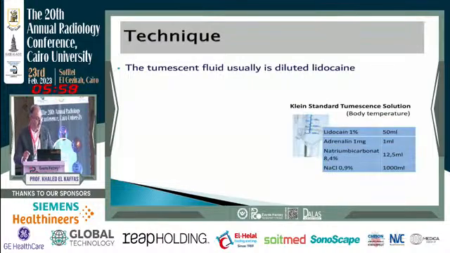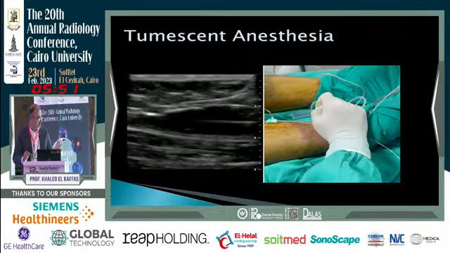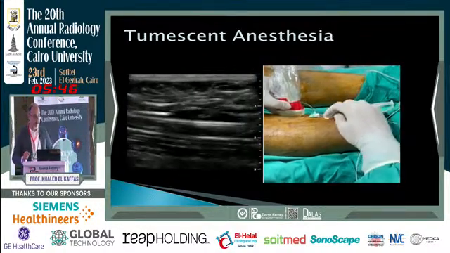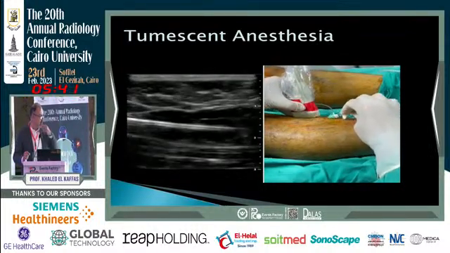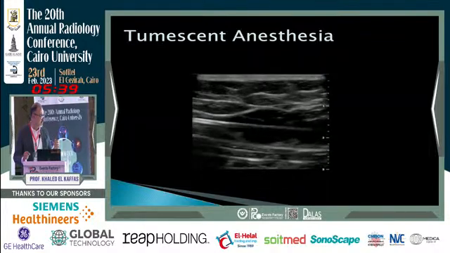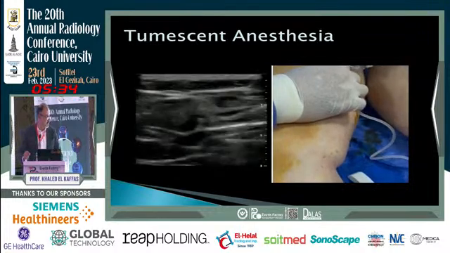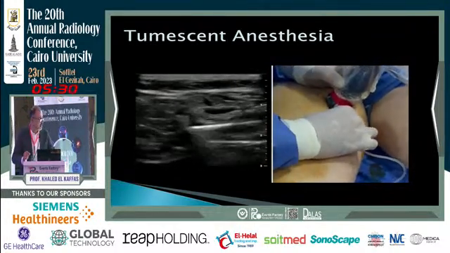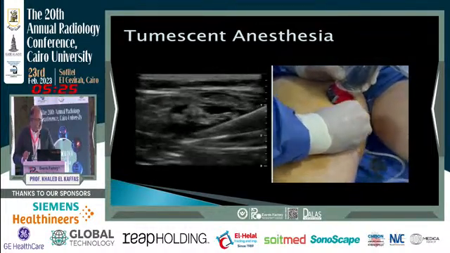Here's the composition of the tumescent anesthesia. The average amount of fluid is from 8 to 10 milliliters per centimeter of vein. Here's the way we use ultrasound to inject the tumescent perivenous around the saphenous vein. Here we pierce the superficial fascia and inject fluid in the saphenous compartment. When we reach the terminal part of the saphenous vein at the saphenofemoral junction, we must inject a large amount of tumescent, especially deep to the saphenous vein, to prevent heat injury to the common femoral vein, which is a deep vein.